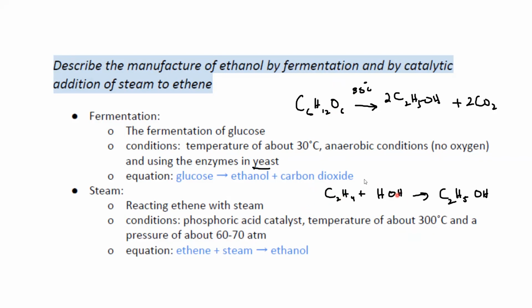phosphoric acid is used as a catalyst. So the advantage when we prepare ethanol from ethene is that it is a fast reaction, but from glucose, it is a slow reaction. But there is also a disadvantage because it increases the cost. You have to supply a lot of heat energy and apply high pressure. So this is an expensive method, but preparing ethanol from glucose is a cheap process.